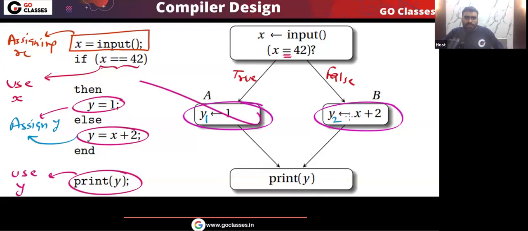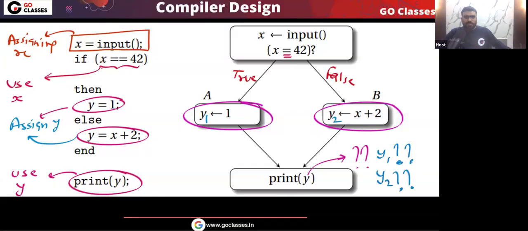This is correct, this is correct, no problem. But what to put here? You must be thinking, but what should be put here? Please think about it. Can I put y1 here? Will that be correct? Can I put y2? Will that be correct?